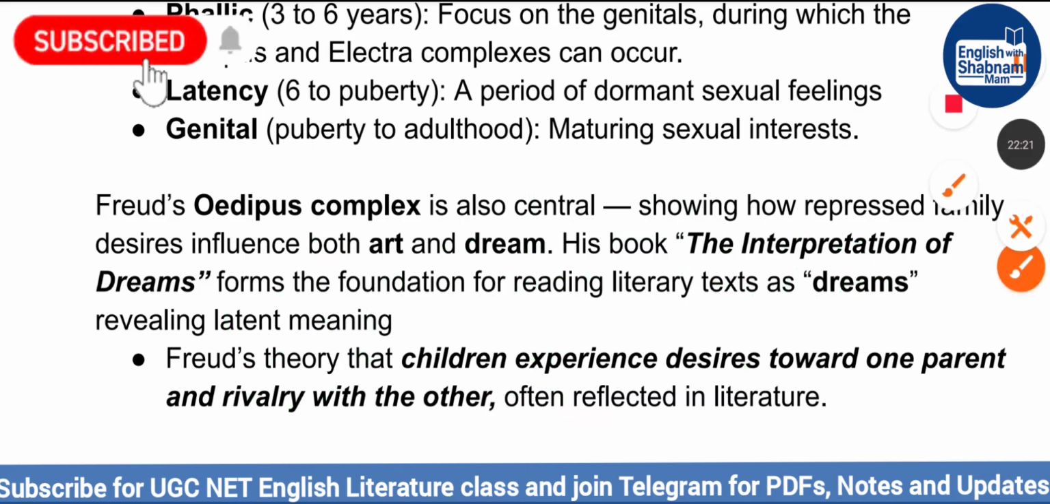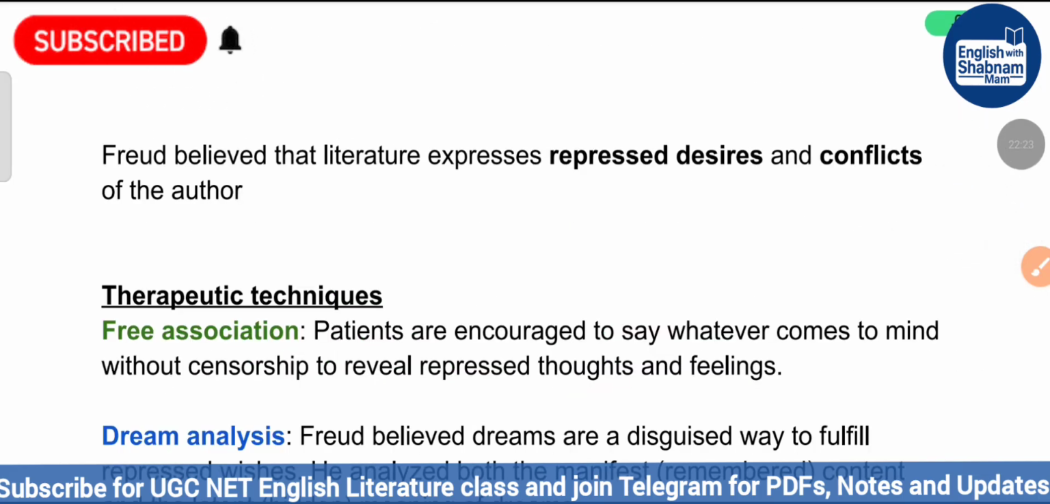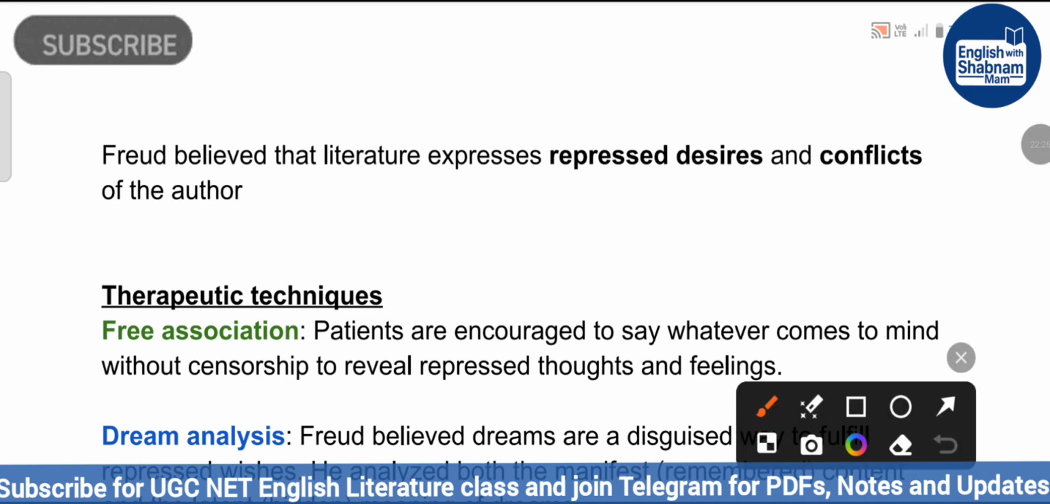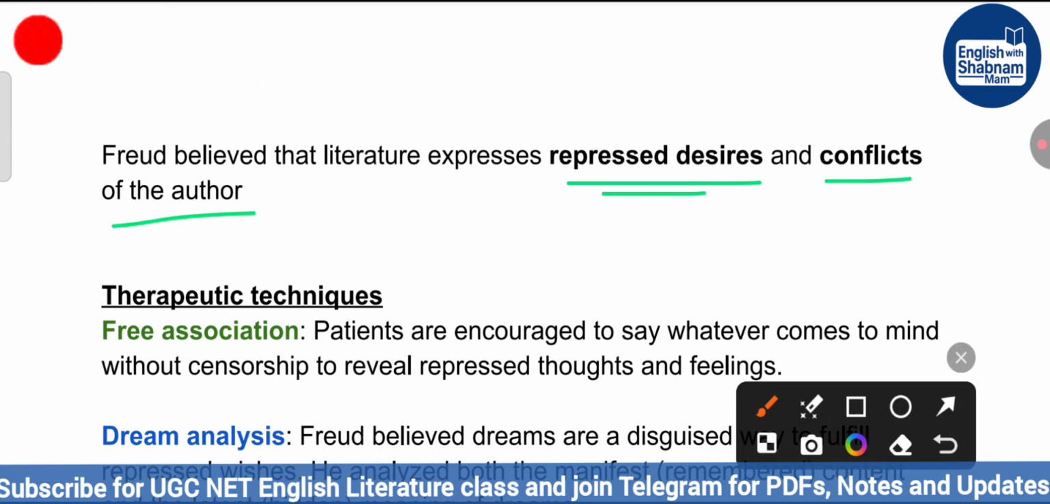Now let's move on. In literature, Sigmund Freud said that he believed literature expresses the repressed desires and conflicts of the author through the work. This is a very important line. He said that repressed desires and conflicts are described by the author through the work.